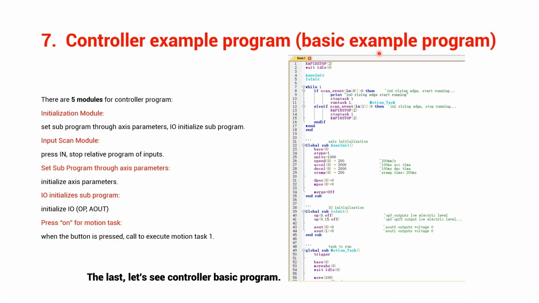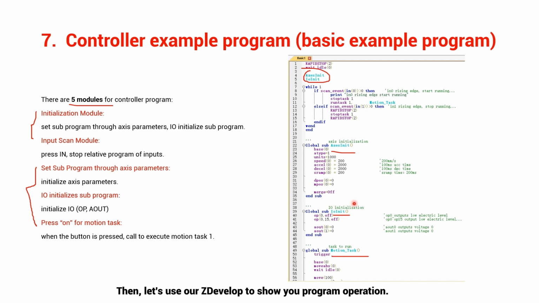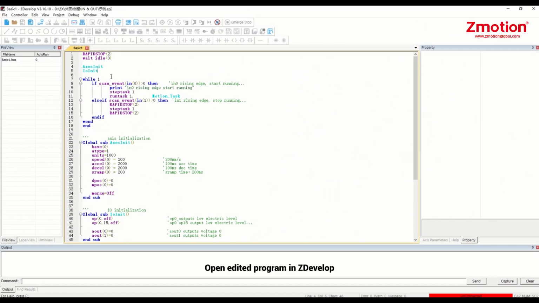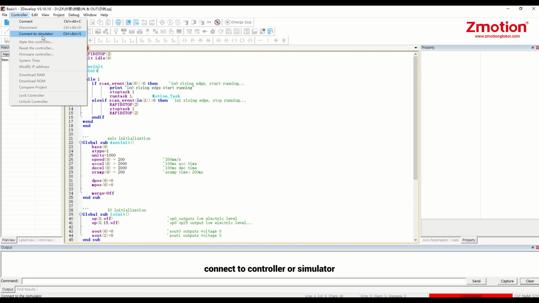The last, let's see the controller basic program. There are 5 modules. The former 2 are main program modules. The rest are subprograms. Then, let's use our ZDevelop to show you the program operation. Open the edited program in ZDevelop. Connect to the controller or simulator.